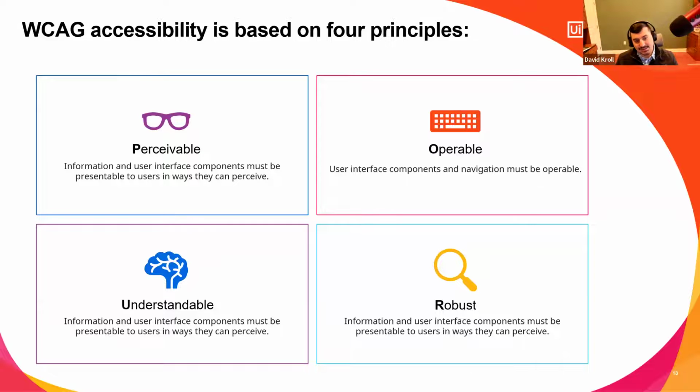And then lastly, we ask ourselves, are apps robust? Content must be robust enough that it can be interpreted reliably by a wide variety of user agents, like I mentioned earlier, the different assistive technologies like Windows accessibility or JAWS. As technologies and user agents evolve, the content needs to remain accessible.